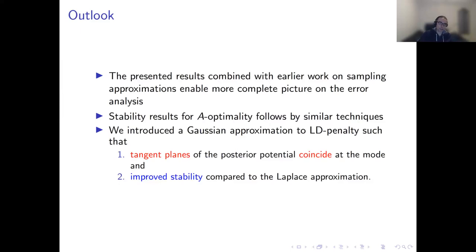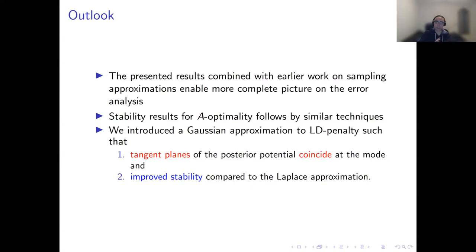So let me just say in the end that I think this first part of this talk, about the numerical stability results related to this expected utility, gives us a more complete picture of how to approximate these expected utilities. So now we are able to really balance between choosing a very, very fast surrogate and the number of samples used in the nested Monte Carlo.